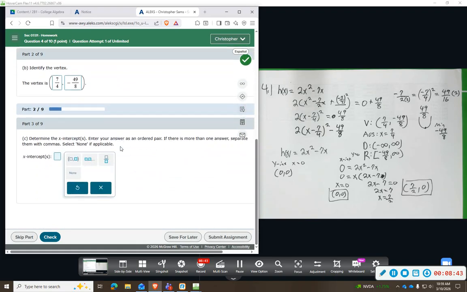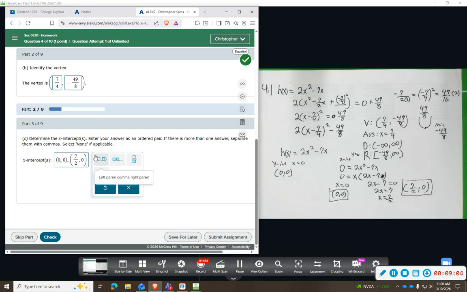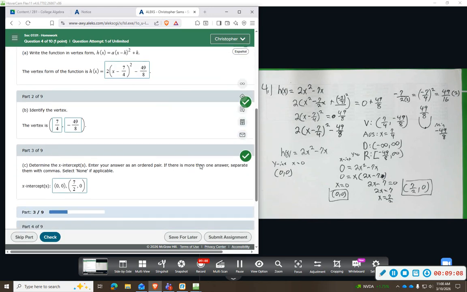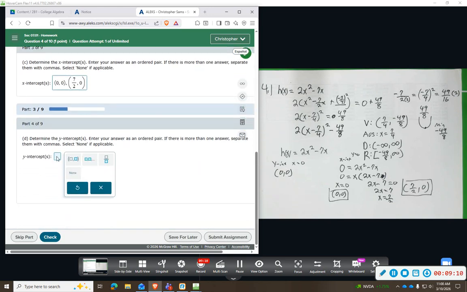Okay. The next part, determine the x-intercepts. Okay, so we already have those lined out. 0, 0, and it'll be faster if I do this, 7 divided by 2, 0. All right. The y-intercept is 0, 0.